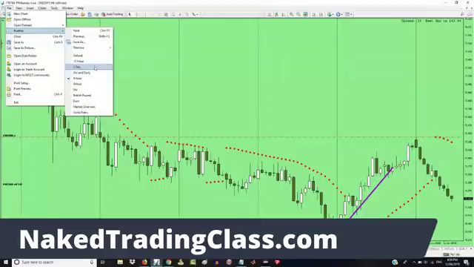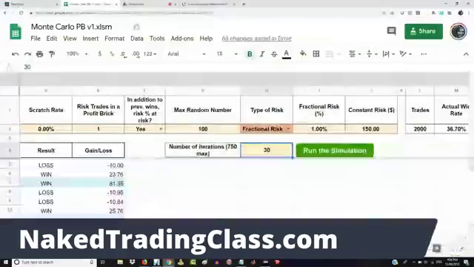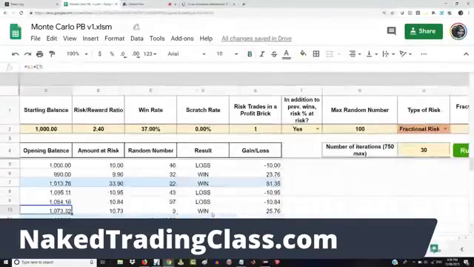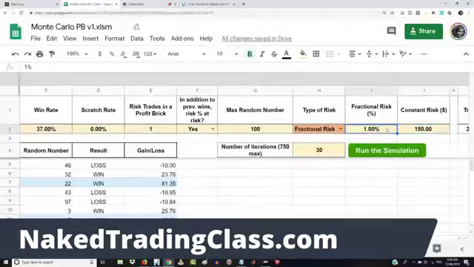One second. So while that's loading, I'll go back to my spreadsheet here and I'll share with you what this looks like. Okay, cool. So here we have it. This is the old $1,000 account trying to grow as fast as I can. And let's say I'm risking 2% per trade.